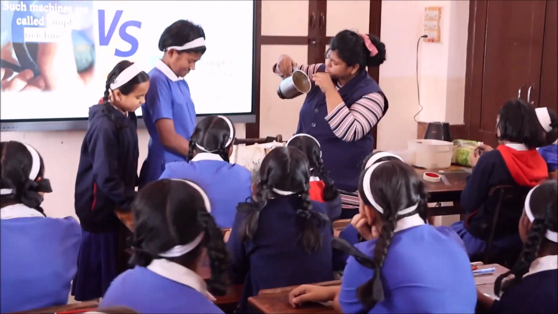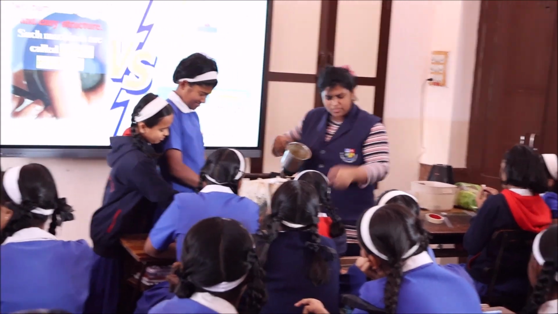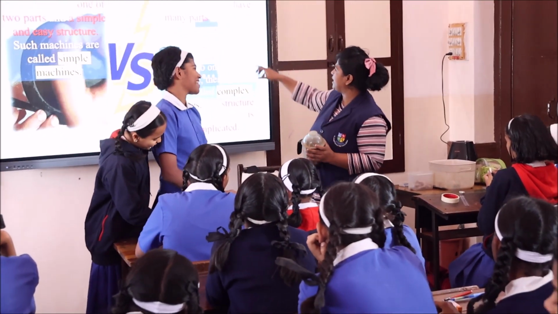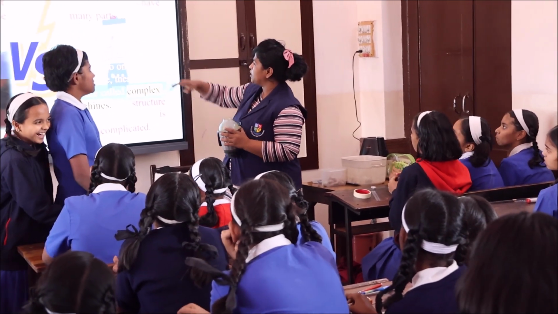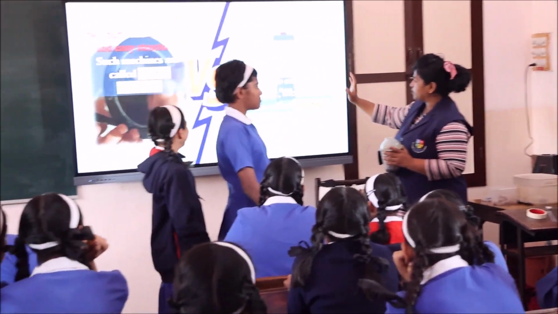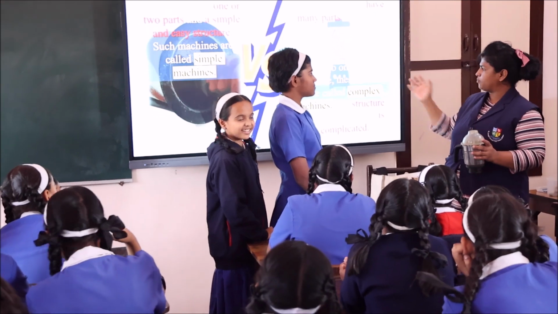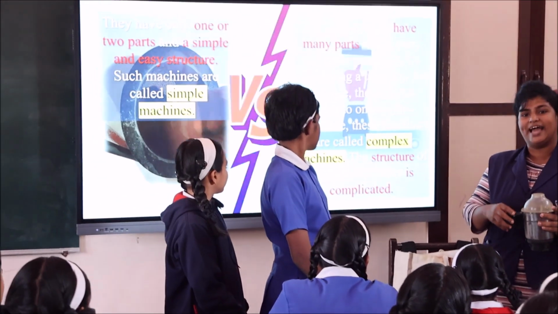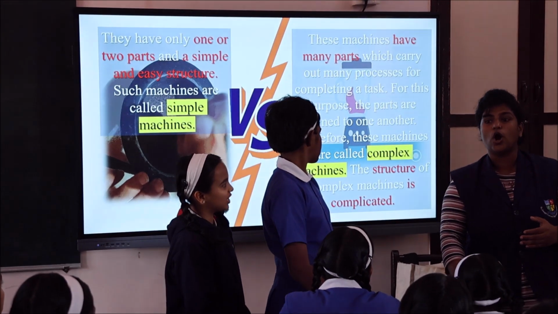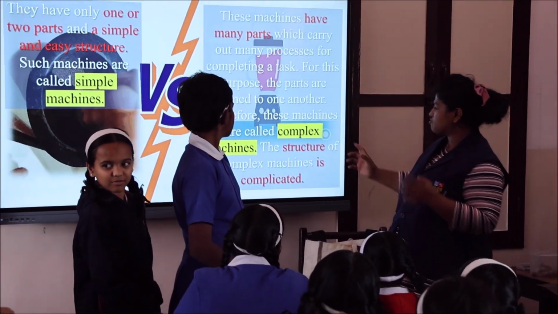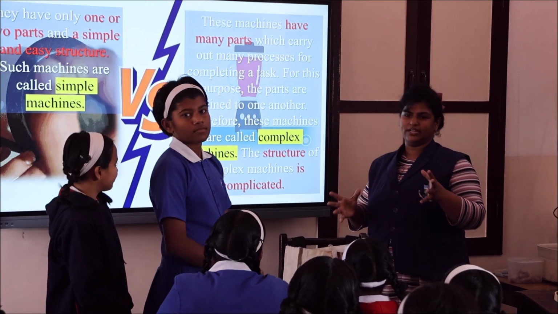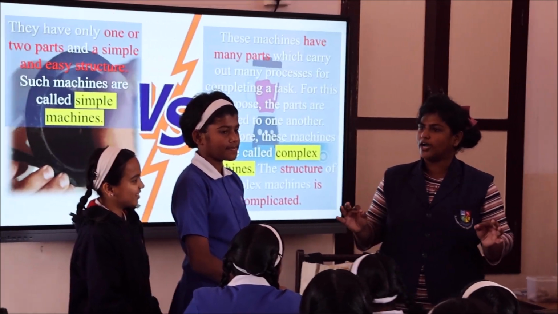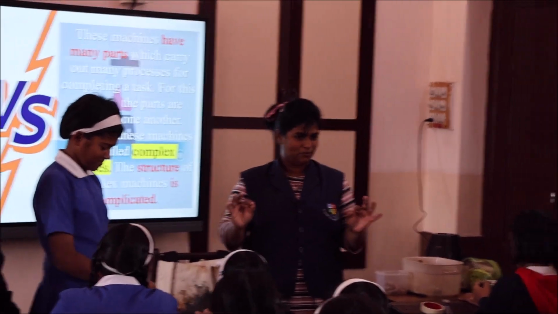Inside the plate, there's a screw. The screw is not attached. Everything is there. So many parts are there, and that's why this is necessary to complete the task. For this purpose, parts are joined one to another. Therefore, these machines are called complex machines. The structure is complex, and it is always very complicated. It's not a simple one.